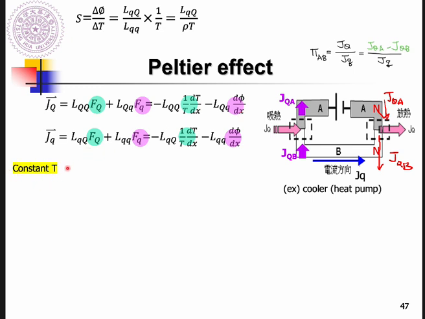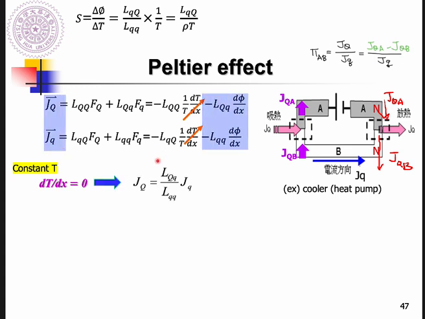is that we have constant temperature, which people also call isothermal conditions, which means that we do not have any temperature gradient along these materials. So this is quite important. So dT over dx equals 0. So we can delete this term, and we can express the heat flow in terms of current density. So the heat flow equals L capital Q small q divided by L small q times the current density. Based on this, we try to write down the Peltier coefficient.